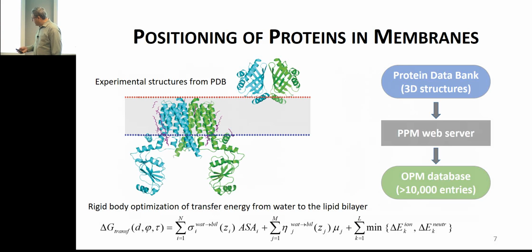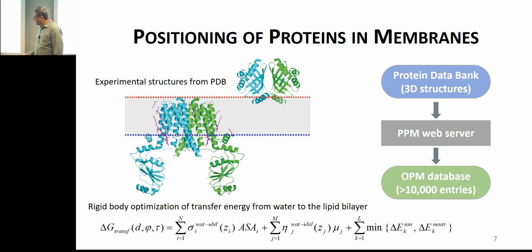So what we did is relatively simple. We take the three-dimensional structure from the Protein Data Bank. This could be a peripheral or transmembrane protein. We position them in the lipid bilayer using our program, and we put results in our OPM database, which currently includes around 10,000 PDB entries. But how do we do it? We basically try to find the lowest energy arrangement of the protein in the lipid bilayer. To do it, we do a rigid body optimization of transfer energy of the macromolecule from water to the hydrophobic environment.